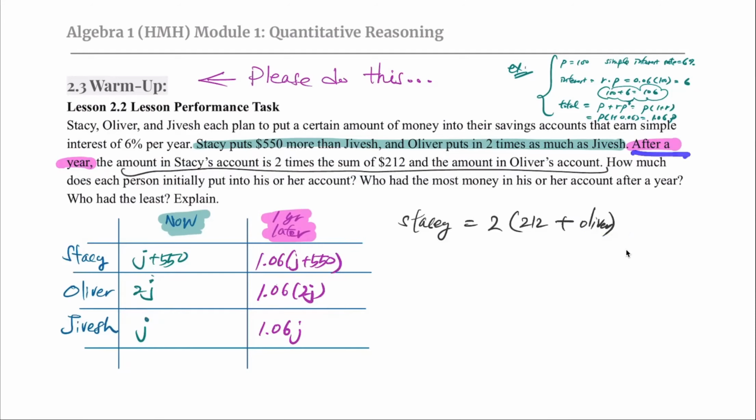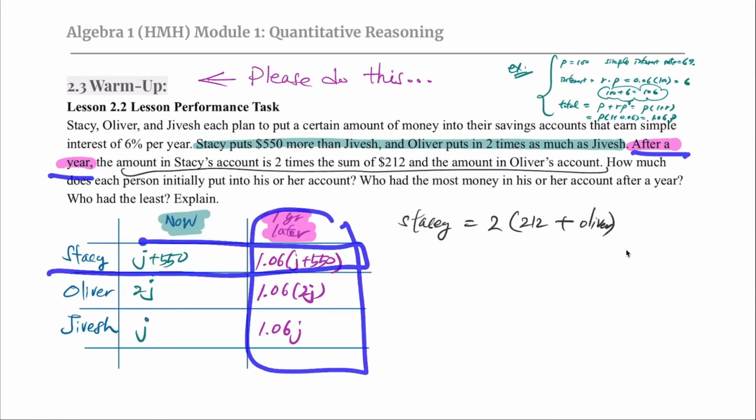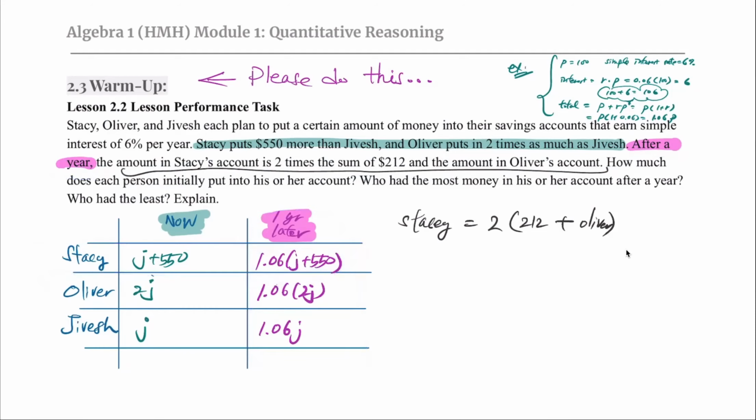Because it is after 1 year, we use the ones from here. Overlapping with Stacy, the intersection is this one, isn't it? So that's what we copy down for Stacy: 1.06 times J plus 550. Twice Javesh plus Oliver is this one here, right? 1.06 times 2J. Okay, now it's your job to simplify this expression.